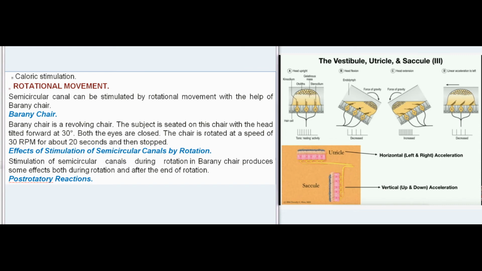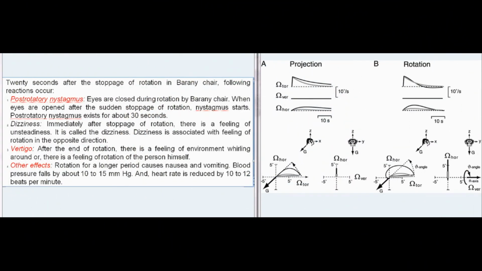Effects of stimulation of semicircular canals by rotation. Stimulation of semicircular canals during rotation in the Barany chair produces some effects both during rotation and after the end of rotation. Post-rotatory reactions: 20 seconds after the stoppage of rotation, the following reactions occur. Post-rotatory nystagmus: eyes are closed during rotation. When eyes are opened after the sudden stoppage of rotation, nystagmus starts. Post-rotatory nystagmus exists for about 30 seconds. Dizziness: immediately after stoppage of rotation, there is a feeling of unsteadiness. It is called dizziness.